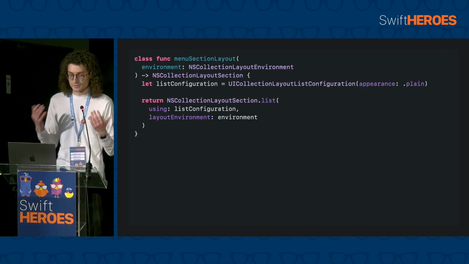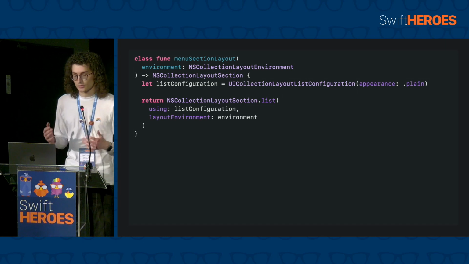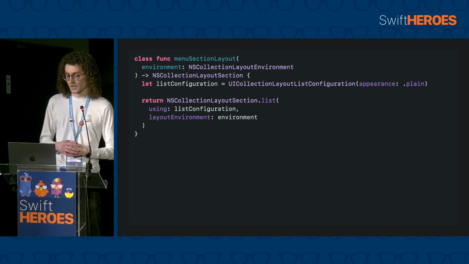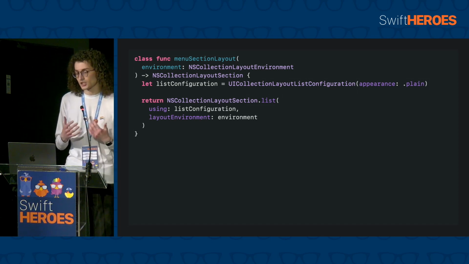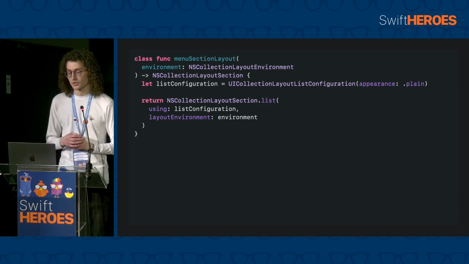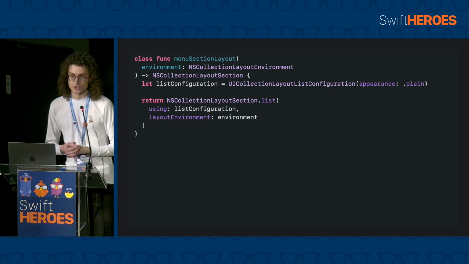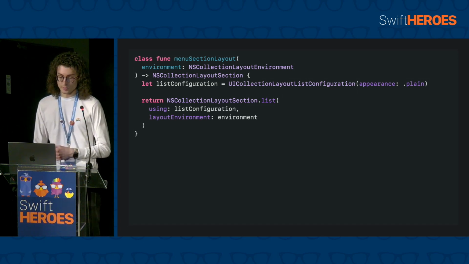So we'll create this method that creates the layout section for our list. And because of the composability of compositional layout, we're also given a list initializer method on the NSCollectionLayoutSection type, which will also take in a layout list configuration instance. And this time we're going to use a plain appearance.